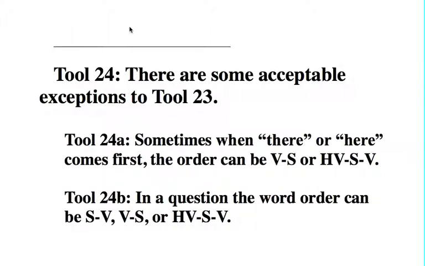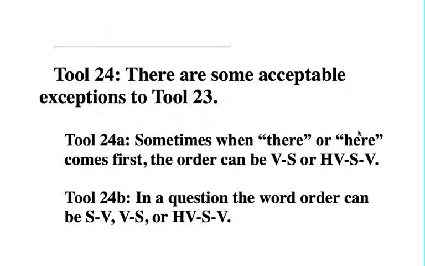Tool 23 told us that most of the time the word order is subject then verb. Tool 24 says there are some acceptable exceptions to Tool 23. Let's take these one at a time. Tool 24a: sometimes when there or here comes first, the order can be verb and then subject, or helper verb, then subject, then verb. Okay, write that down and then write down the examples here.